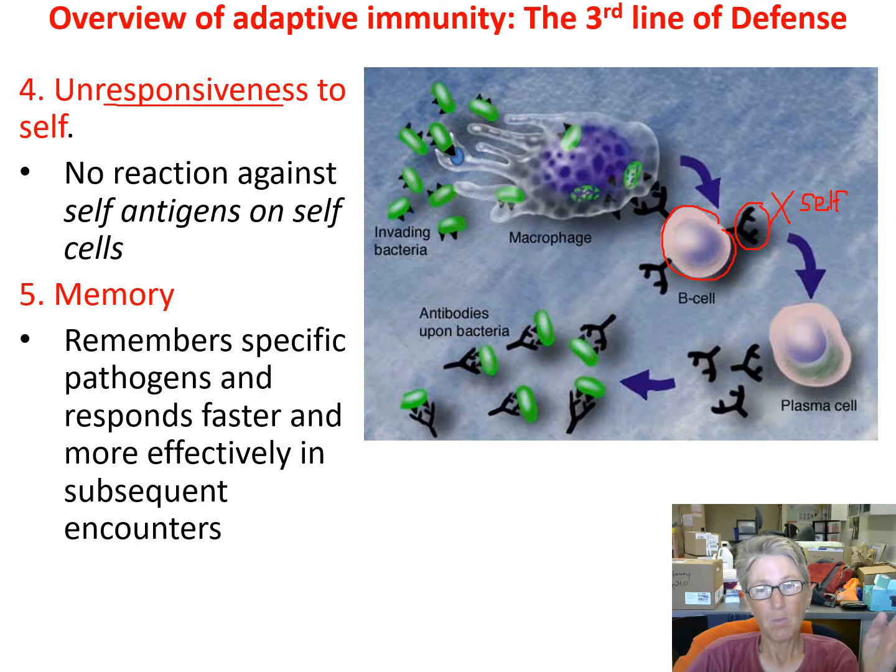The fifth attribute of the third line of defense is memory. So the third line of defense remembers things. In this cartoon, once the B cell is activated, it forms a plasma cell, actually a clone of plasma cells. It doesn't show in this cartoon, but it also forms a whole bunch of memory cells. If this bacteria with its antigen comes into your body again, the memory cells will be activated, form antibodies, and kill the bacteria before you even know you're sick.